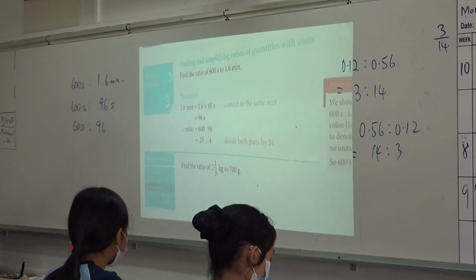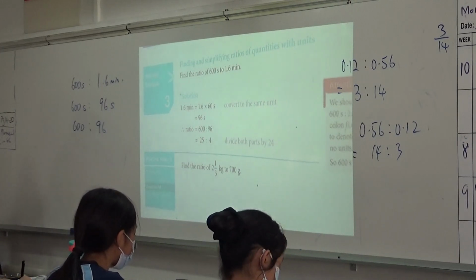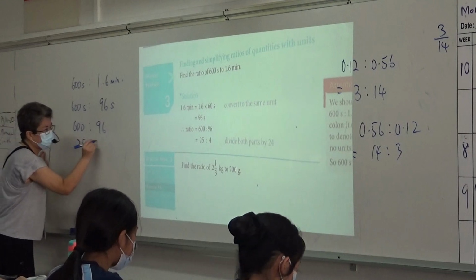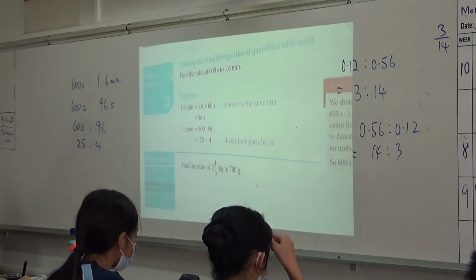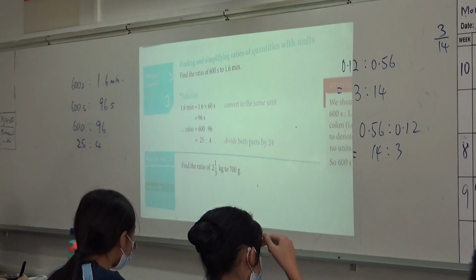Press your calculator. 25 is to 4, right? Must always remember to give the answer in simplest form. Are we clear now? Are we clear?